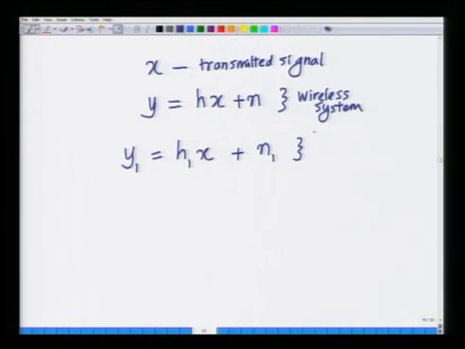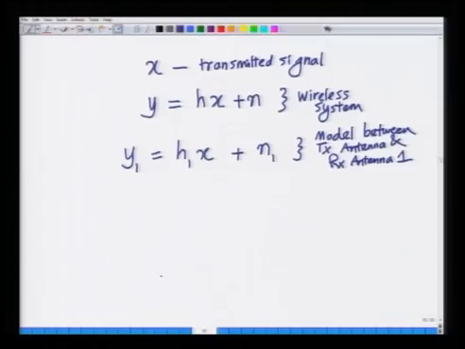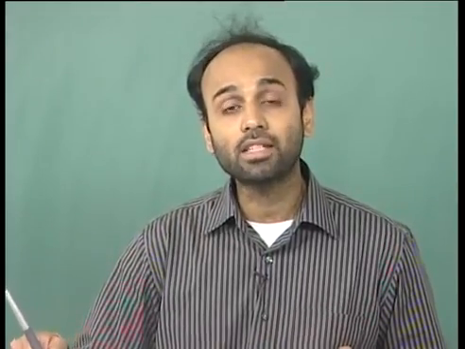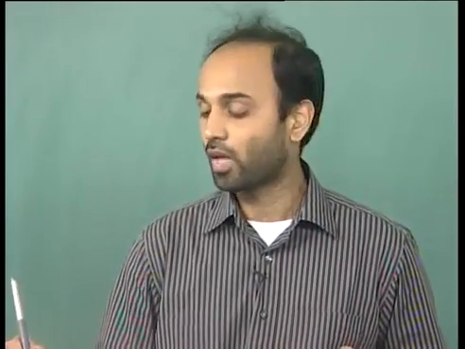This is the model between the transmit antenna and receive antenna. All right, what am I saying? I am saying I am receiving a signal at the receive antenna 1 that corresponds to the transmitted signal x times the fading coefficient now between the transmit antenna and receive antenna 1 plus the noise N1 at receive antenna 1.